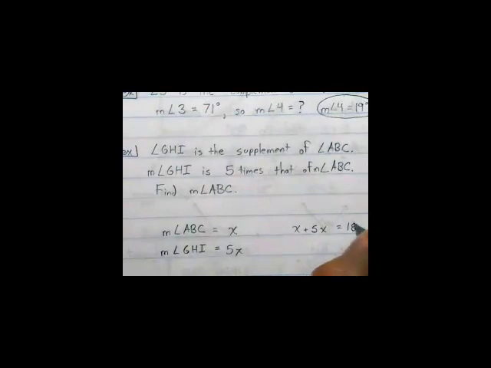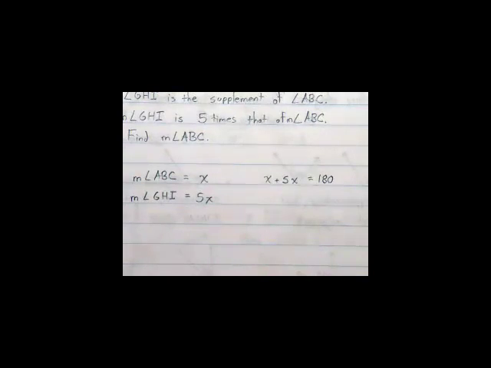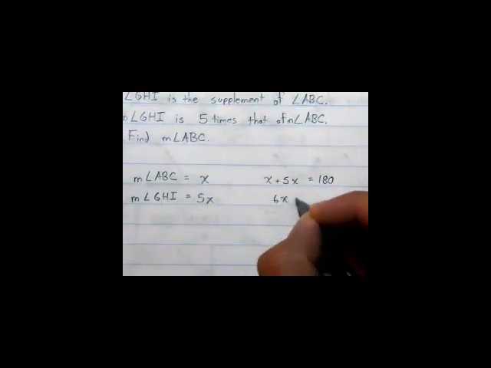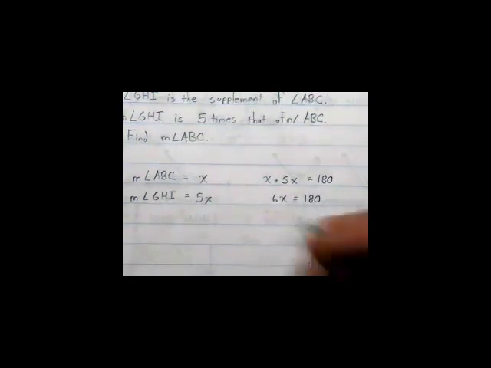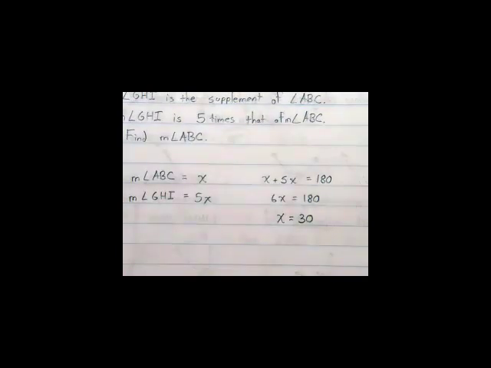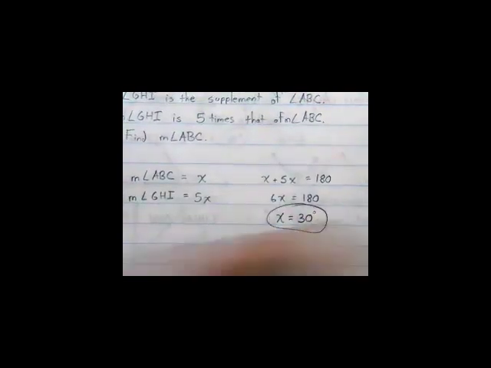All right, so x plus 5x is 180 degrees. Now we got an equation to solve. So we can figure this out. x plus 5x, 6x. Divide each side by 6, 30. Okay, so let's see if 30 is actually the answer, because we got to double check. So x was the measure of ABC. And my question was, find the measure of ABC. So is that my answer? Yeah, that is. So 30 degrees is the measure.